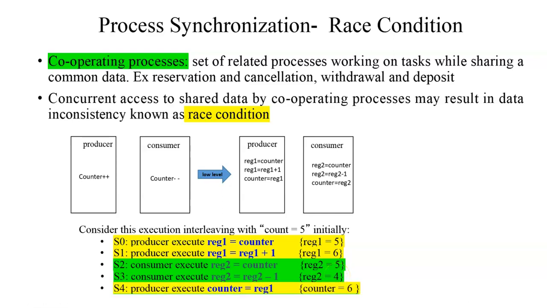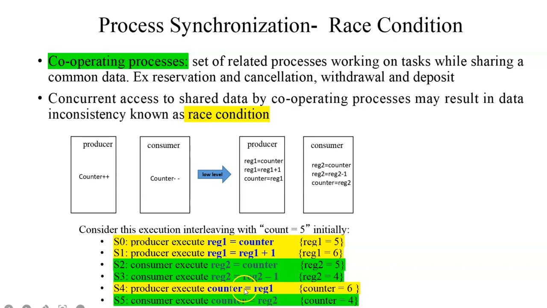Now the CPU switches to execute the producer code. So the third instruction of producer, register 1 is assigned to counter. Here register 1 value was 6, isn't it? So that is assigned to the counter, and the counter value becomes 6. Now the CPU switches to execute the last instruction of the consumer code. So register 2 value is assigned to counter. The register 2 value here you can see is 4. So the counter value will now become 4.